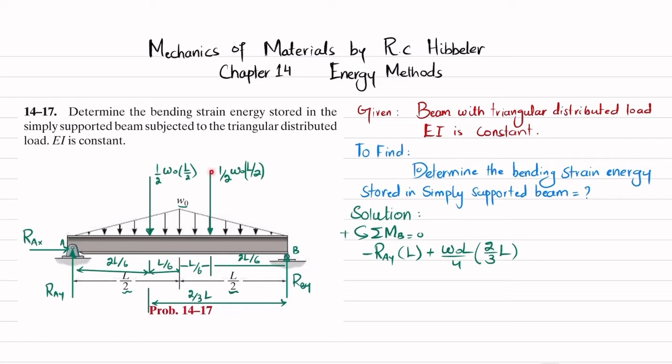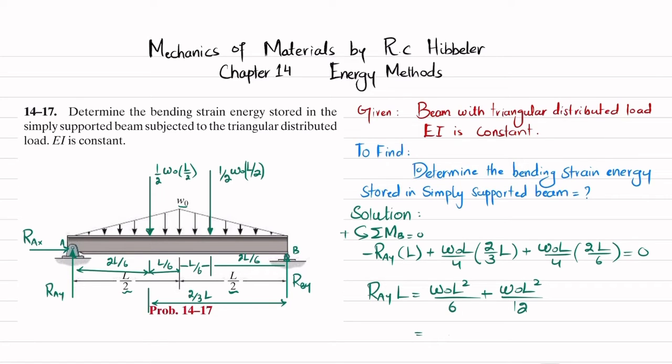And the last moment is produced due to this load, and the perpendicular distance is 2L over 6, and this is producing a counterclockwise moment, so it will also be positive. So I will write W naught L over 4 into perpendicular distance 2L over 6, that is equal to 0. So from here you will get RAY times L equal to W naught L square over 6 plus W naught L square over 12.